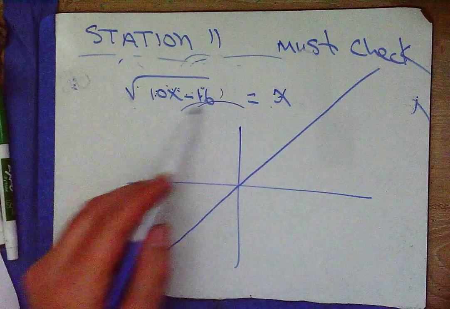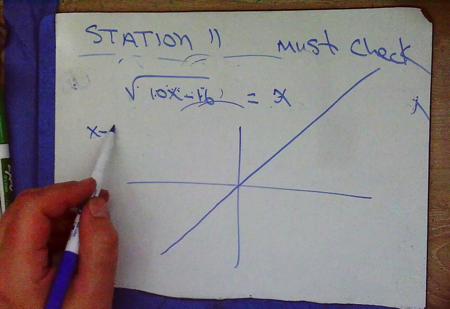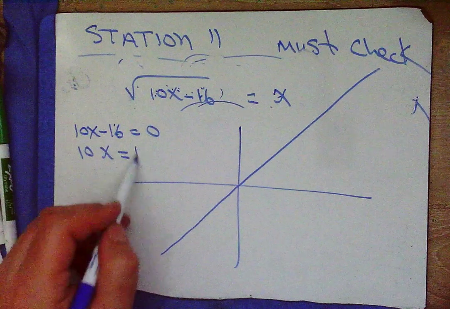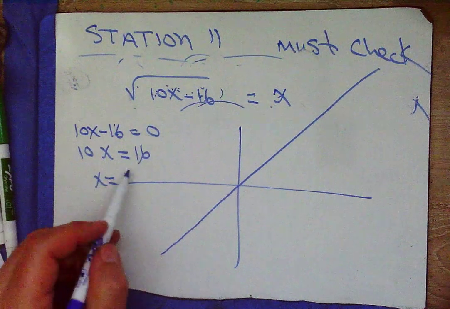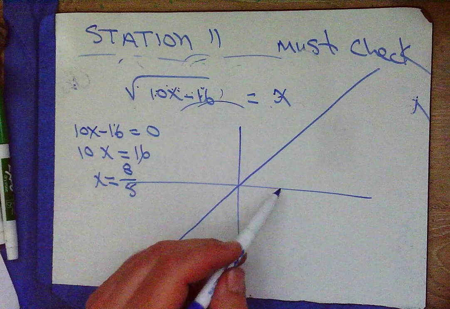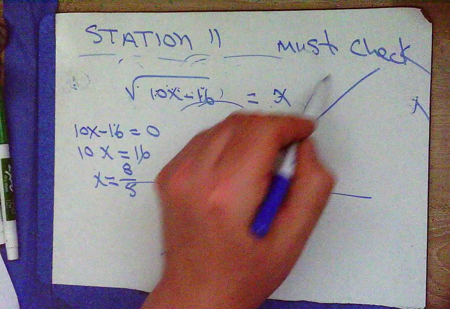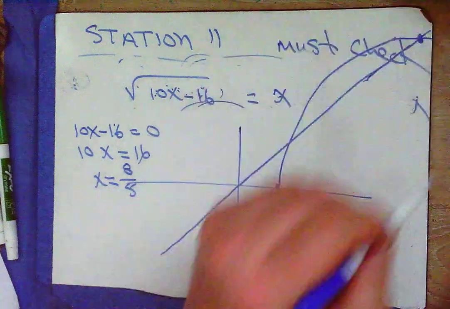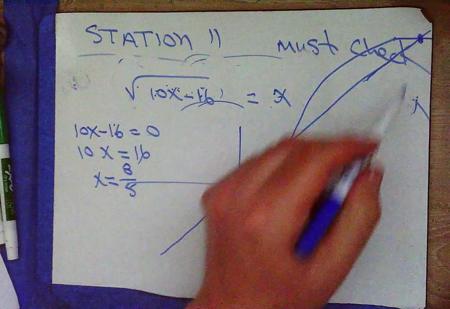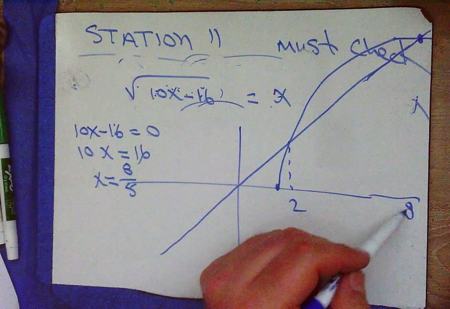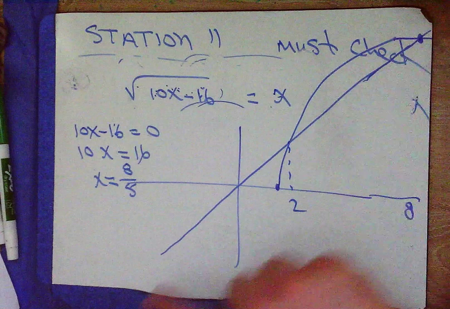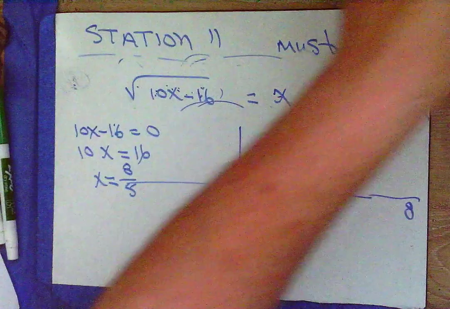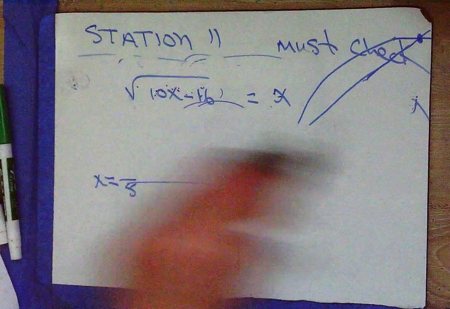And then, where's my x-intercept here? So if I set 10x minus 16 equal to 0, I get 10x equals 16. I get x equals 16 over 10 or 8 over 5. And then it comes back a second time. So this is 2, and over here is 8. My square root graph crosses the line in 2 places. All right, that was station 11. Did I solve that? Yes, I did solve that.